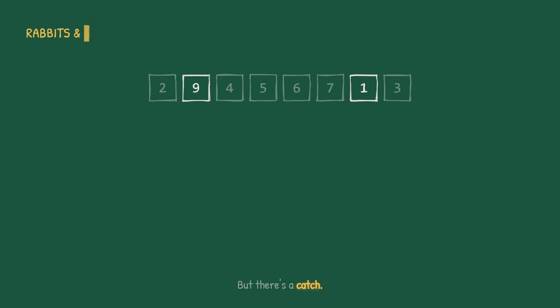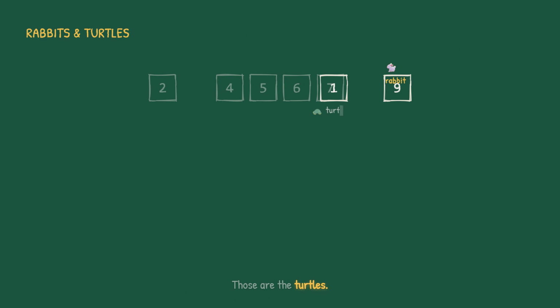But there's a catch. Big numbers move fast. They race to the end in a single pass. Computer scientists call them rabbits. Small numbers stuck at the wrong end only move 1 spot per pass. Those are the turtles, and turtles are the reason bubble sort is slow.